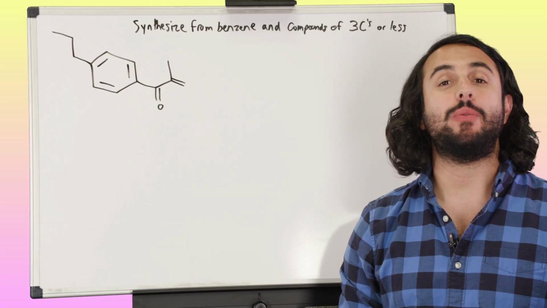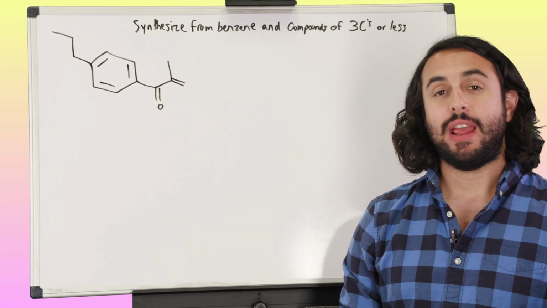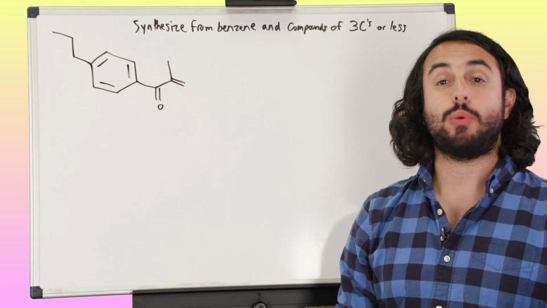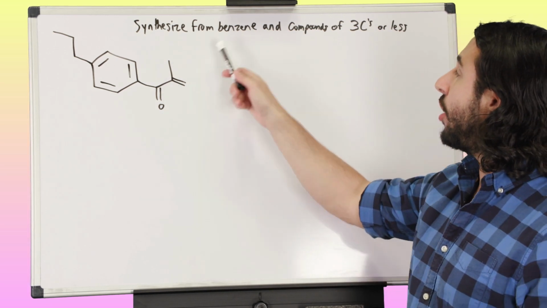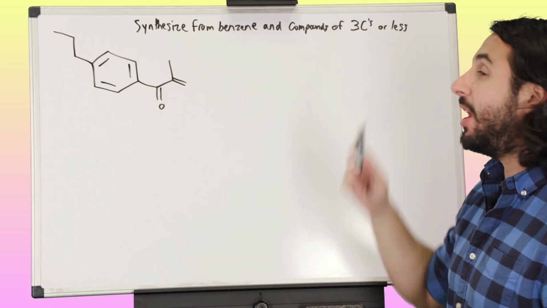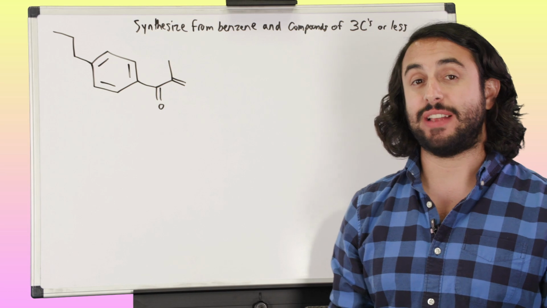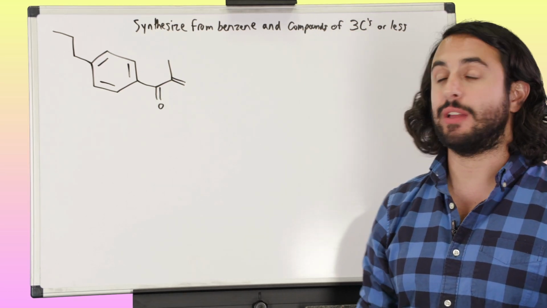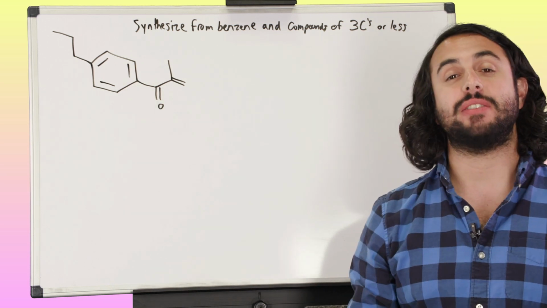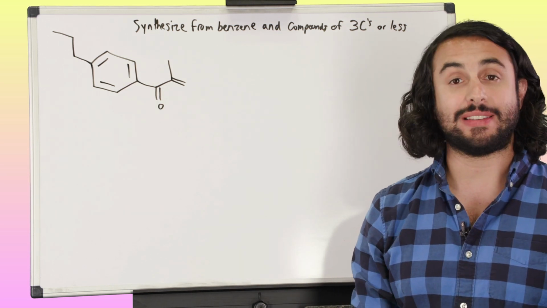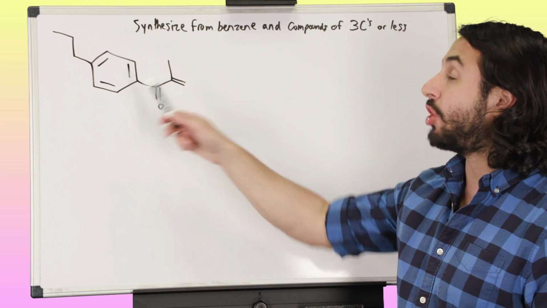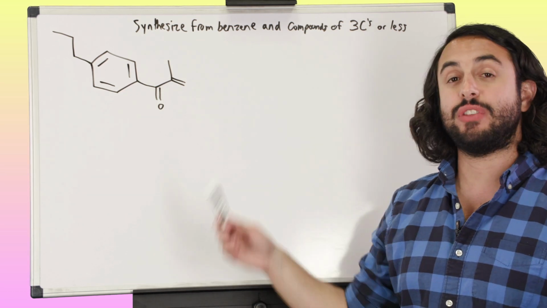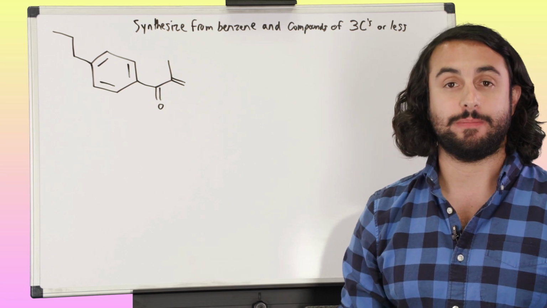Okay guys, so for today we have a synthesis problem, and we have a target molecule here and we have some allowed starting materials. So what we're saying is that we're starting from benzene and any compounds of 3 carbons or less. So we cannot use any compounds with 4 or more carbons. We have to be using benzene and then other compounds involving 3 carbons or less, and this is going to be our target. So see if you can construct an efficient synthesis of this molecule using the reactions you know.